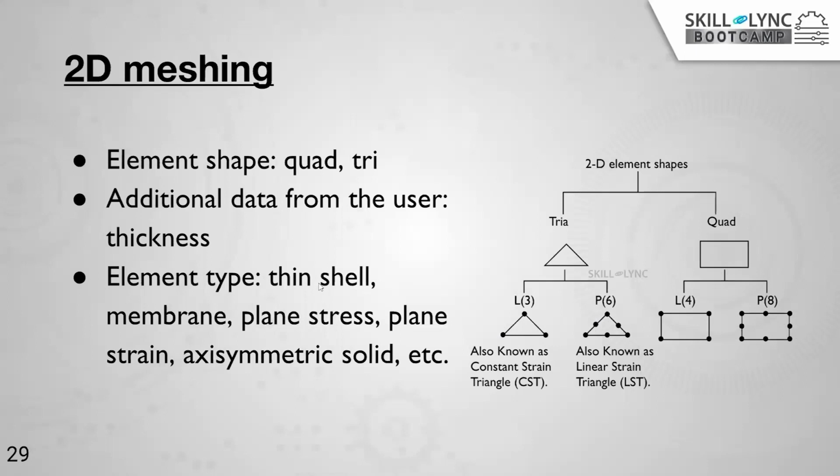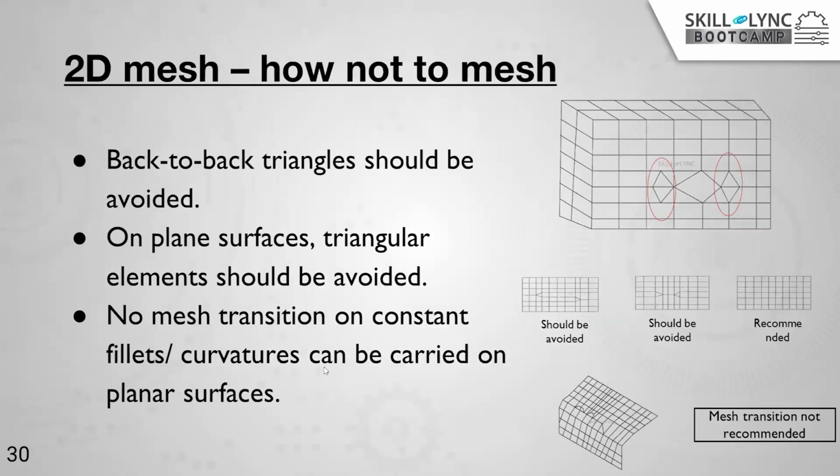Then the element types are thin shell, membrane, plane stress, plane strain, and axisymmetric solid elements. Apart from attending this seminar, if you are attending any interviews also, please search about these three element types. I am pretty sure most of the interviewers would be asking this question to know your FEA knowledge. So plane stress, plane strain, and axisymmetric solid, you can just go through that also. Might be very helpful for you.